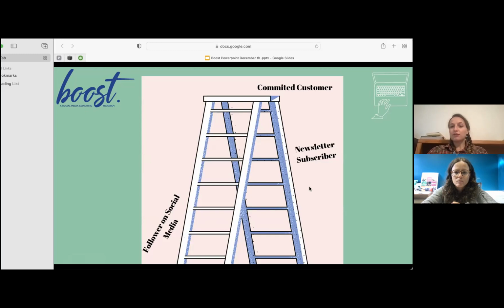So what I'm going to really focus on today is these three steps. Obviously, I think in different circumstances and different business models, there can be a whole lot of other steps on the engagement ladder. But since Boost is digital marketing focused, I'm going to focus on the aspects of that I think apply. So the social media, newsletter subscriber, and then moving that person to being a committed customer.